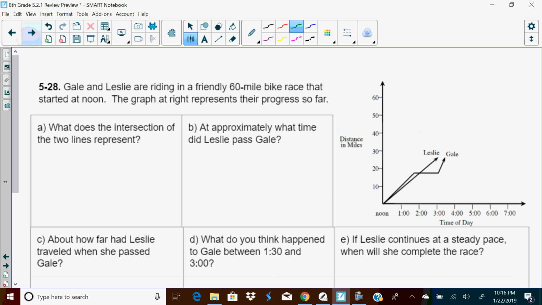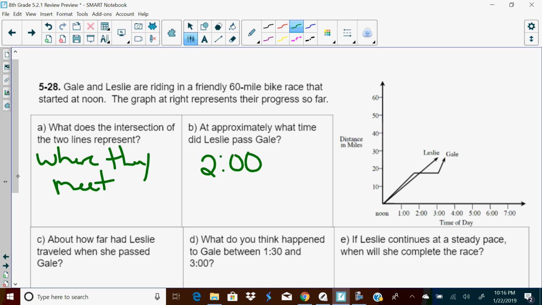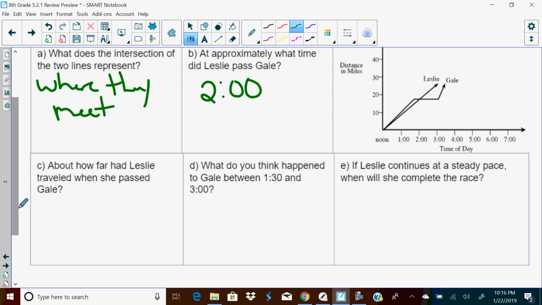Problem 28 says Gail and Leslie are riding in a friendly 60-mile bike race that started at noon. The graph on the right represents their progress so far. What does the intersection of the two lines represent? It's where they meet. At approximately what time? It was about 2 o'clock. About how far had Leslie traveled? About 20 miles.